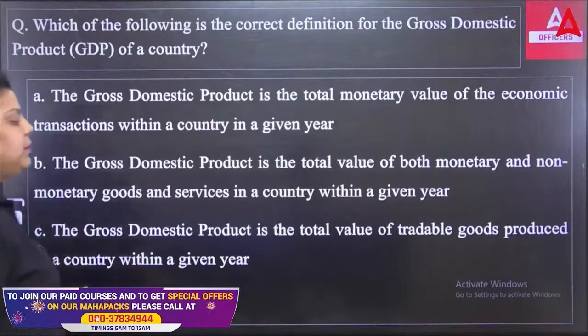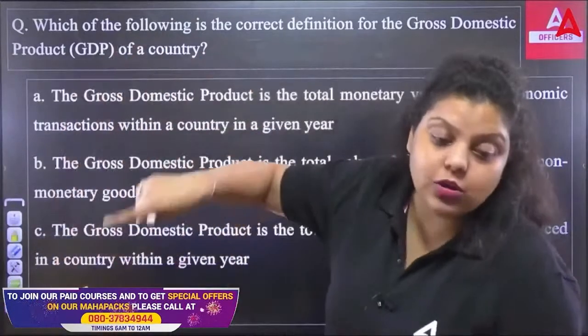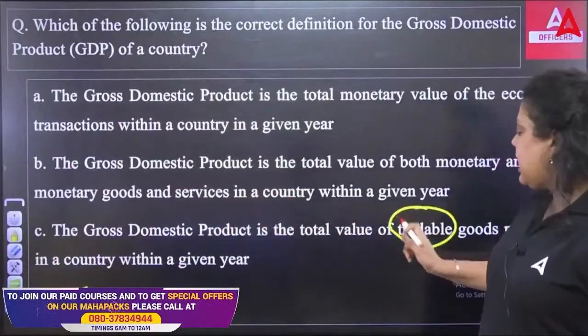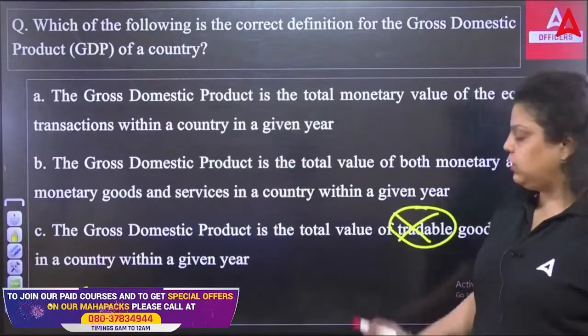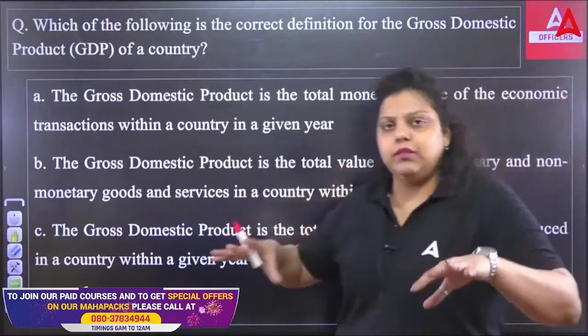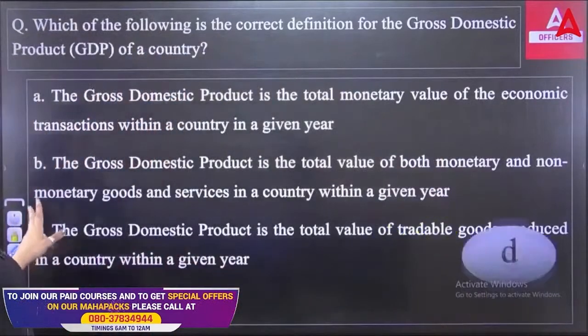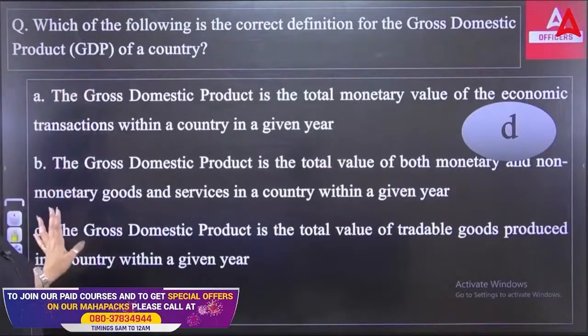So the GDP full form will be the money value of all final goods and services produced within the geographical boundary of a country during a financial year. It's not mandatory that it has to be tradable. Tradable means you are able to do export, import and all. Whatever production you have done, the whole value of that production will be counted within the geographical boundary. That's GDP. So the right answer will be D option. None of the above is the definition of the GDP.